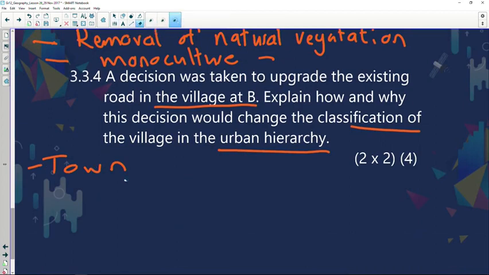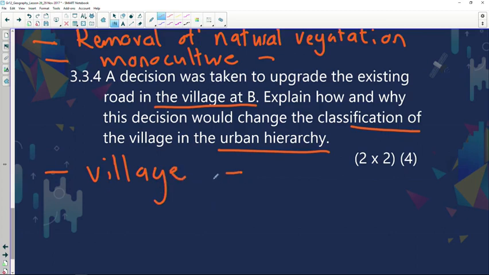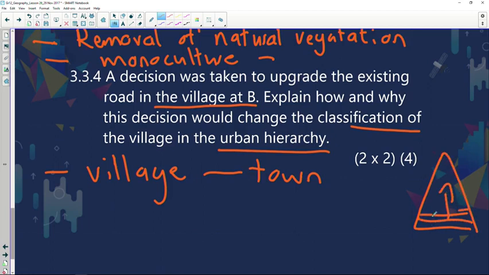pardon me, it's going to change from a rural settlement, such as a village. The village will eventually turn into a town. So what happens? It moves up in the urban hierarchy. Now down on the bottom three is our rural settlements. It's a hamlet, village, and an isolated farmstead. And as soon as a village moves to a town, because there's more people, it's an urban settlement.